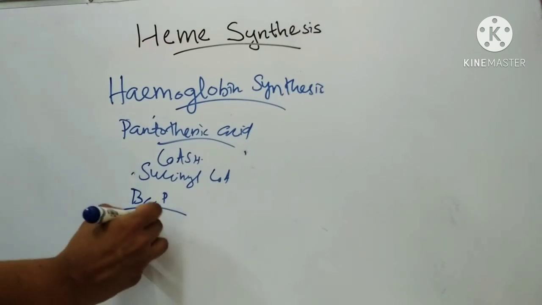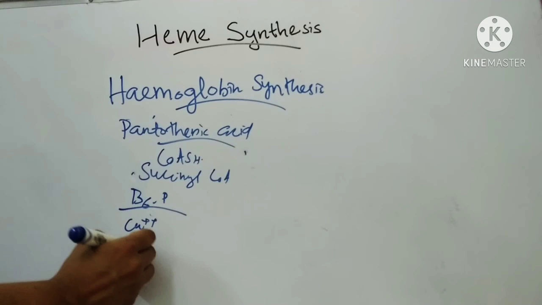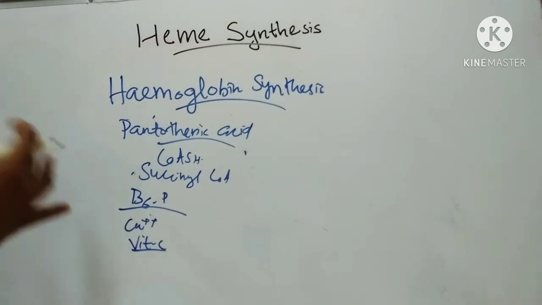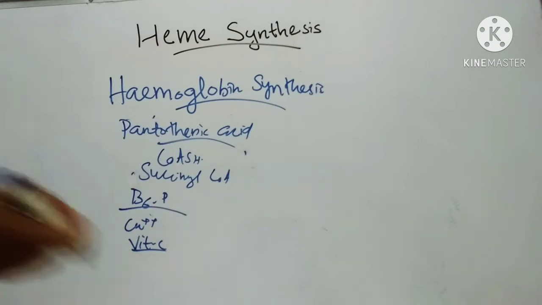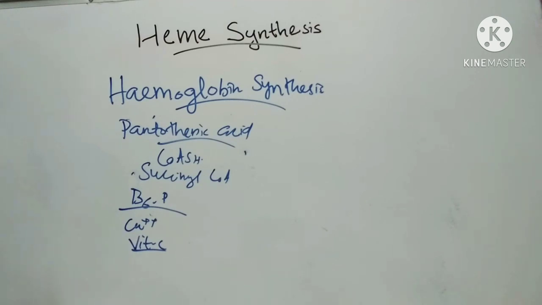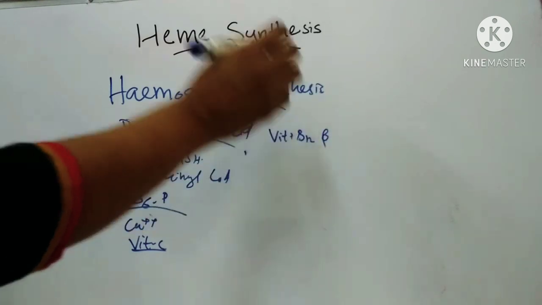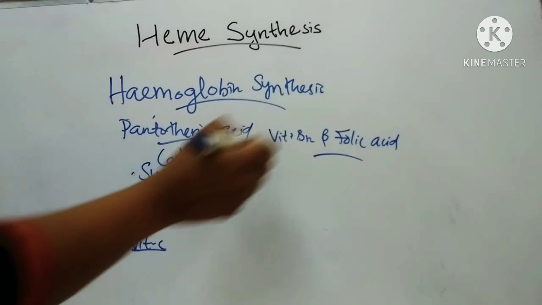Then Cu++, as a cofactor with delta aminolevulinic acid dehydratase. Then vitamin C or ascorbic acid. It helps in the absorption of iron from the gut and converts Fe3+ to Fe2+. Vitamin C also helps in mobilization of iron from ferritin. Then next one is vitamin B12 and folic acid.